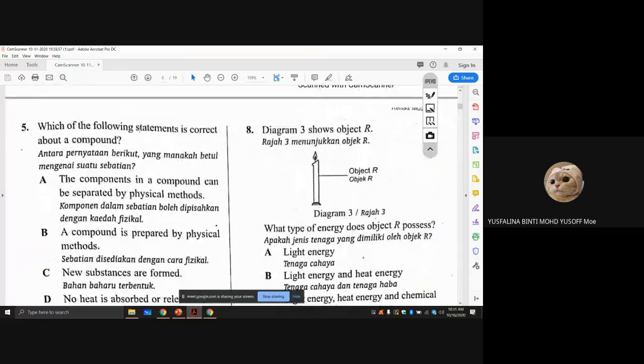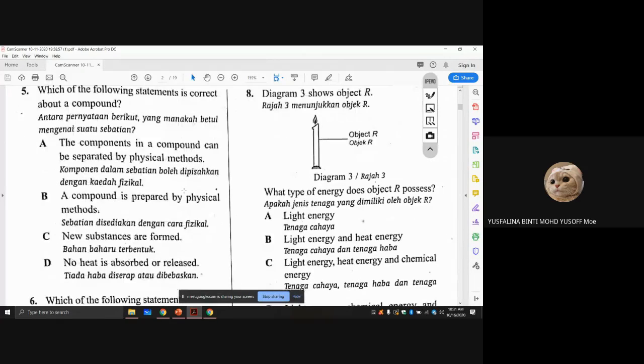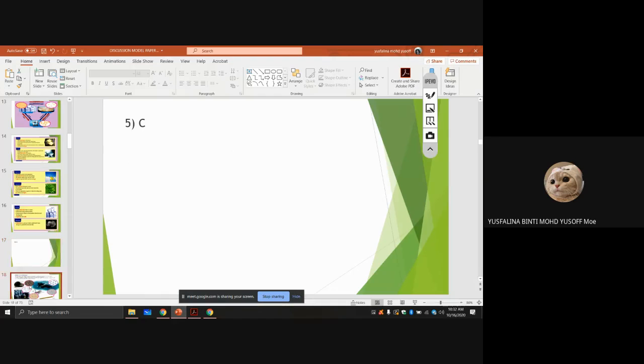Which of the following statements is correct about a compound? A, the components in a compound can be separated by physical methods. This one is wrong. B, a compound is prepared by the physical method. This one is also wrong. C, new substances are formed. D, no heat is absorbed or released. So the answer is C. Let's discuss why.